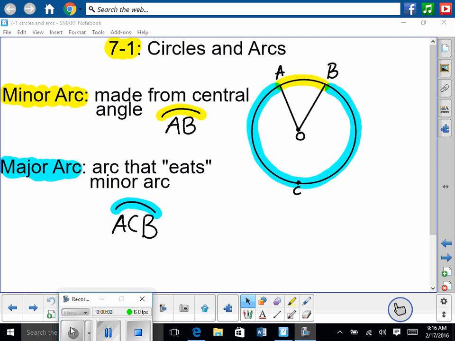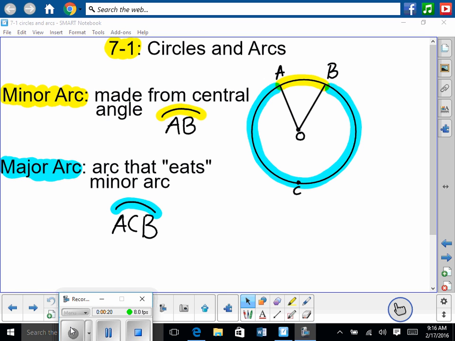So 7-1, we're into our circles unit. Super huge unit. Once again, it'll really prepare you for your ACT. It really will. I'm not just saying that. Okay, so first of all, we need to go over some vocabulary. This should not be new to you. If it is, you're going to have to catch on quick. Okay? Because you did learn this last year, or you should have.